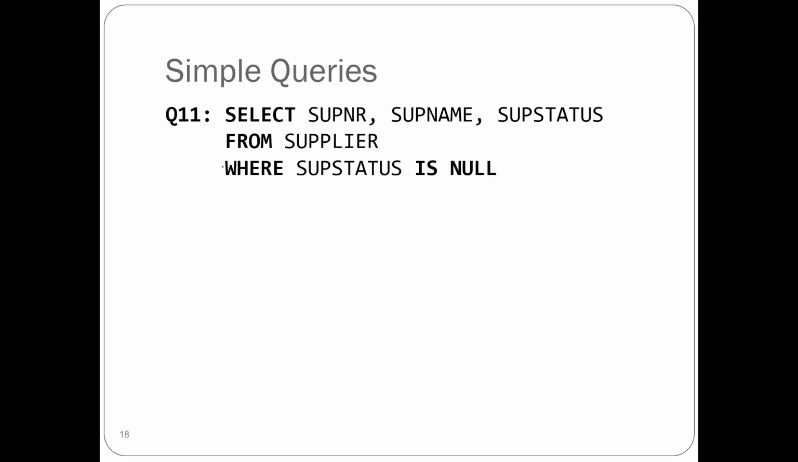Fine, let's see what we have in this query number 11. Query number 11 is saying select sub NR, sub name, sub status from table supplier where sub status is null. That's an interesting thing. Why is it interesting? First of all, this is the first time when we are using the keyword is null in the where clause. And what are we checking here? We are simply checking if the value of sub status is null.